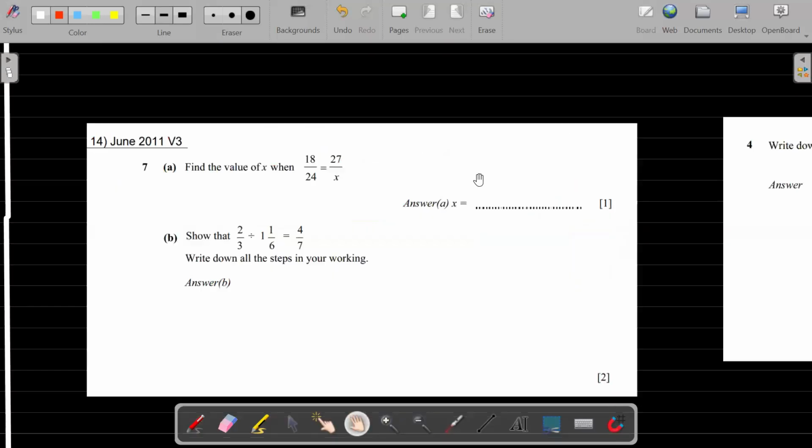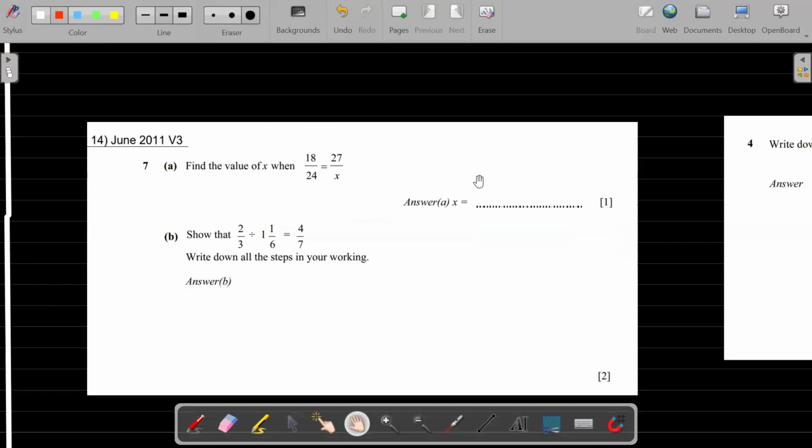Let's move to the next question. Find the value of x when this is equal to this. So how to solve it? Simply cross multiply. We are having one variable, which is x. To find out this variable, we need to cross multiply. This is of 1 mark as well. So we are going to solve it in the first step as well. 18x is equal to 27 times 24, or x is equal to 27 times 24 over 18, which is 36. So x is 36.